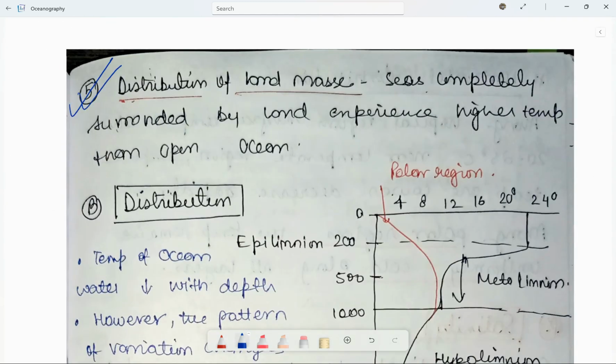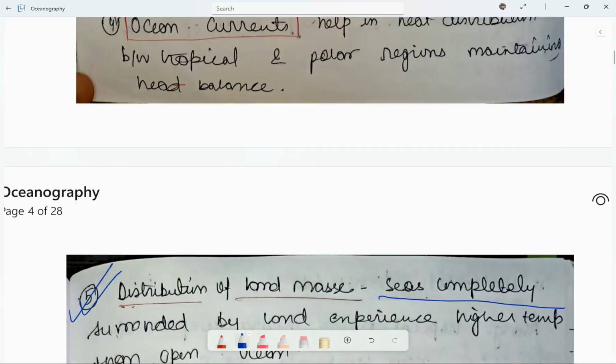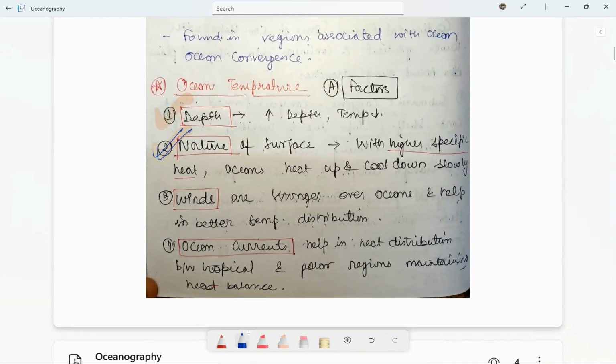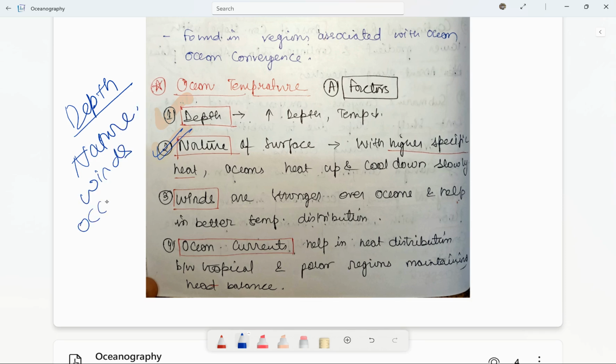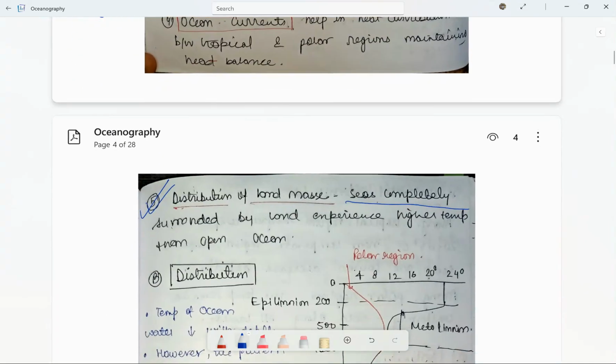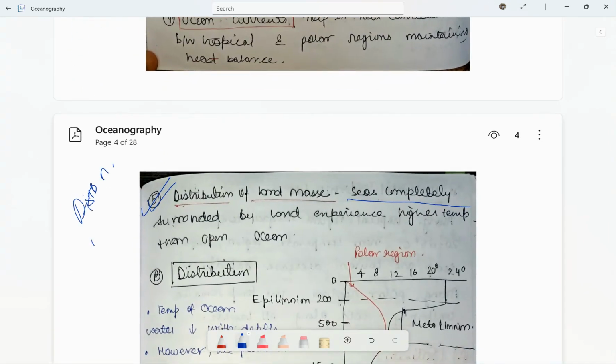Next is distribution of land mass. Seas which are completely surrounded by land have a tendency toward higher temperature in comparison to the oceans, which are very wide in nature and open. So the factors which affect the ocean temperature are: first, depth; second, its nature or specific heat; third, winds; next, oceanic currents; and the last, distribution of land mass.